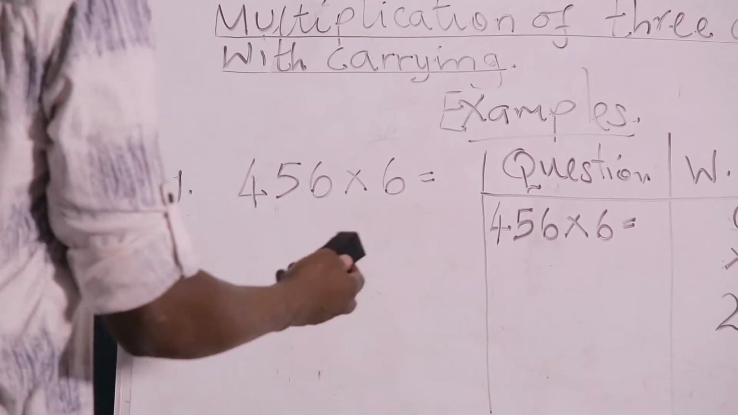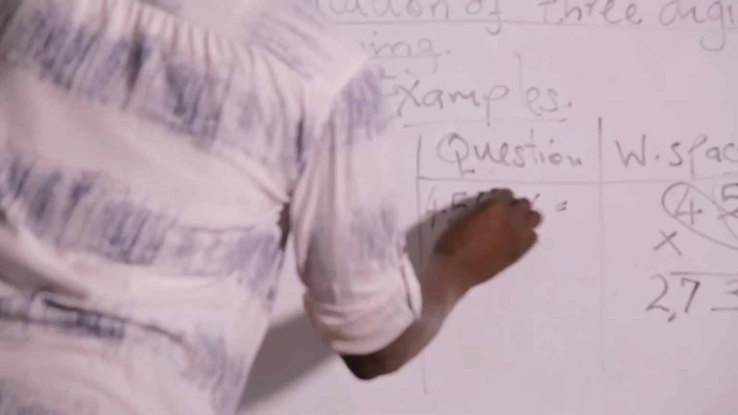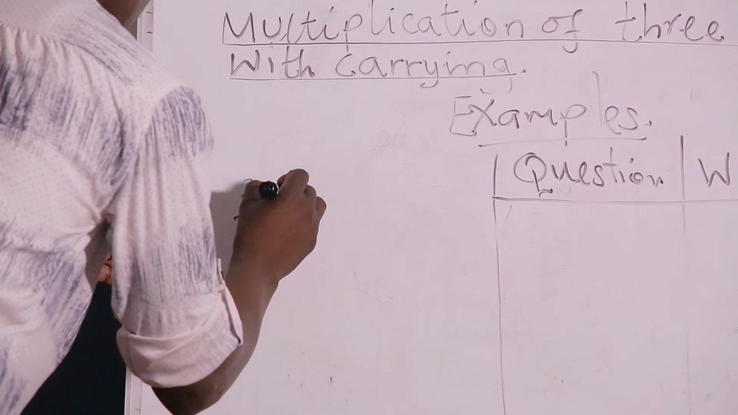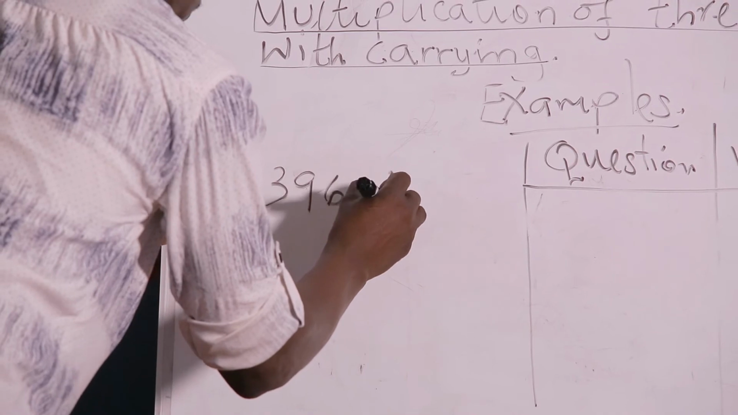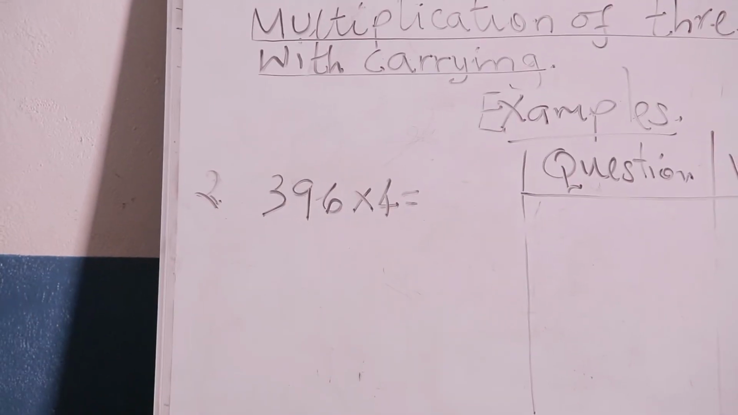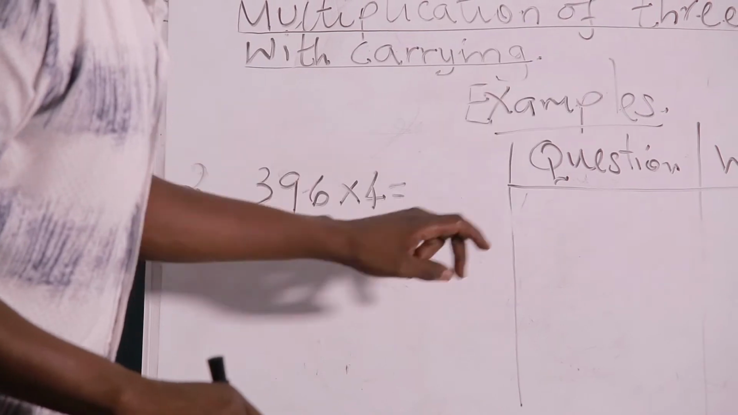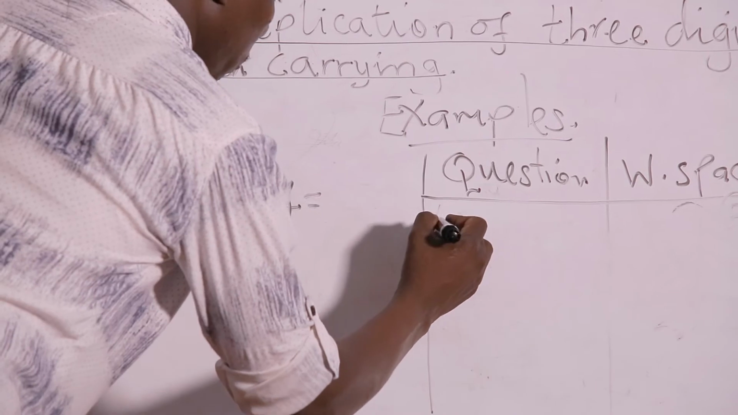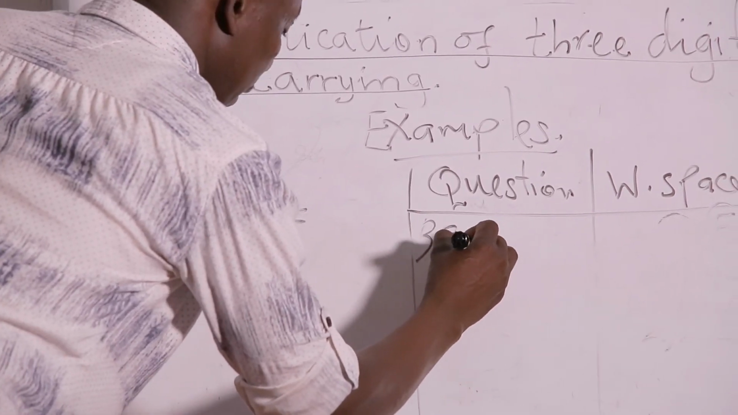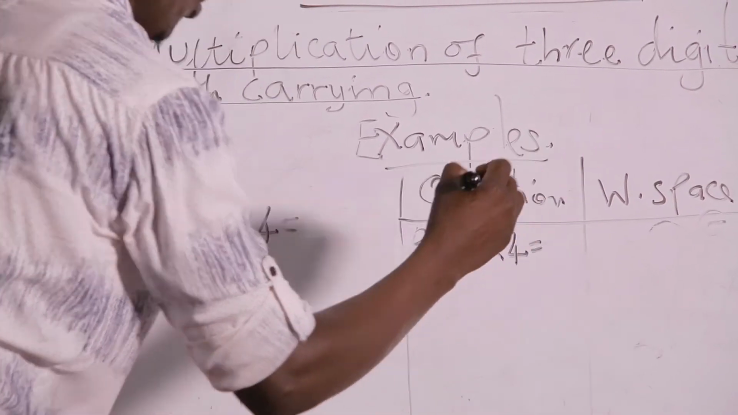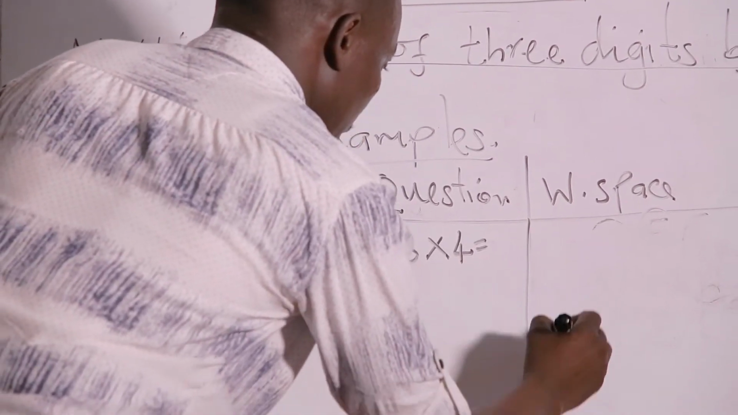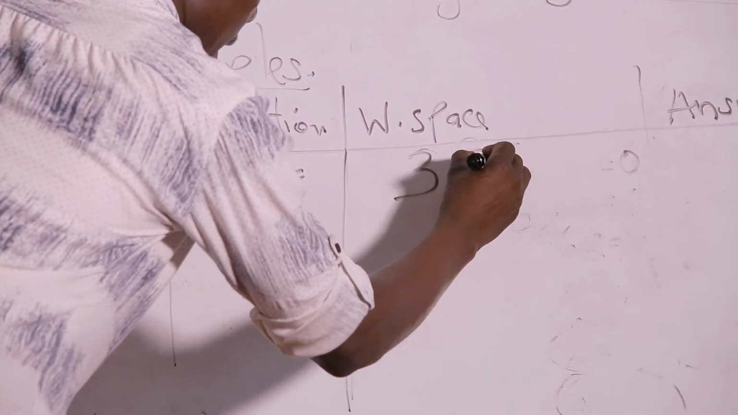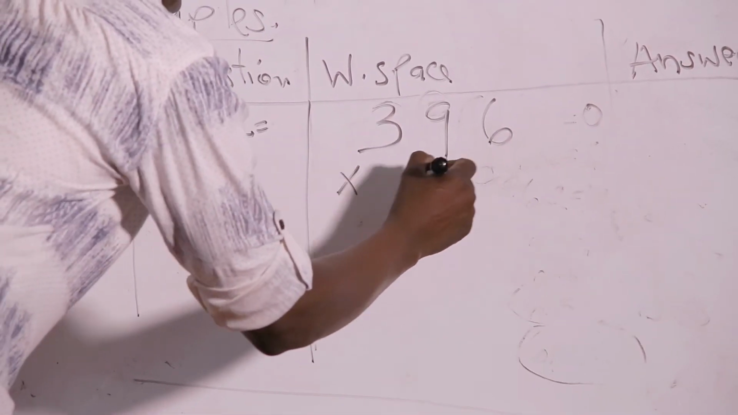Example 2. Let us go to example 2. We will have 396 multiplied by 4. These are 3 digits by 1 digit. So in your question space, you have 396 multiplied by 4. You come in the working space, you write it vertically.